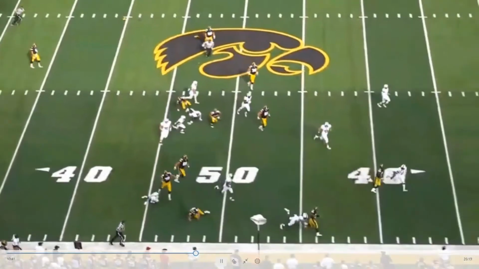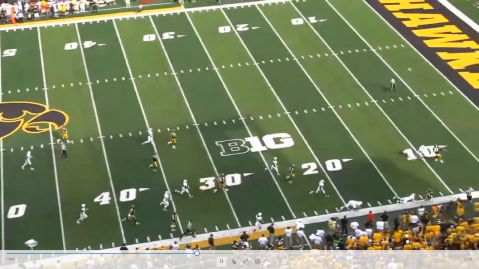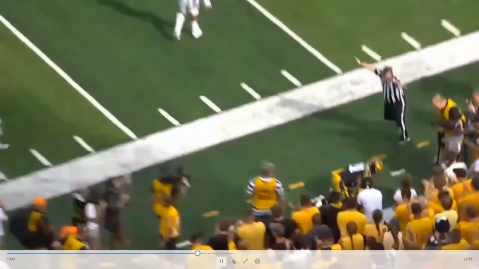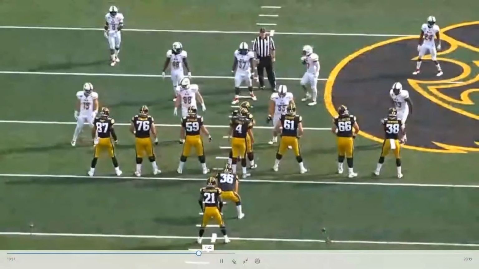Right on the yard line, good block from the front, no flag from the line judge, no flag from the field judge. So that's good work there by the crew to not penalize a legal block.